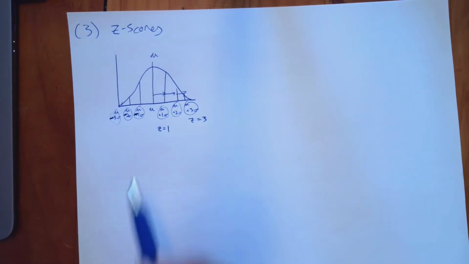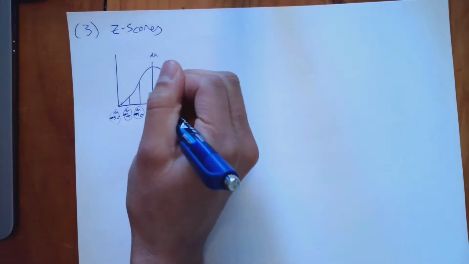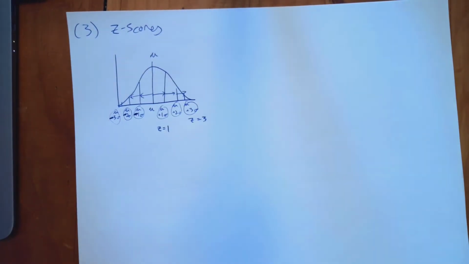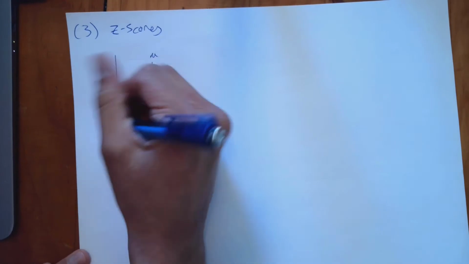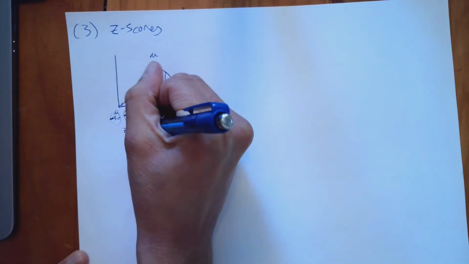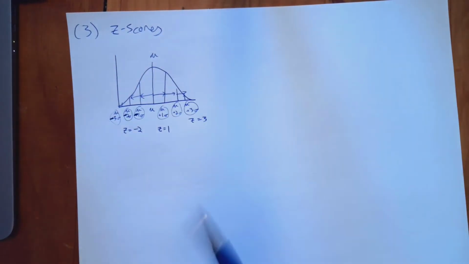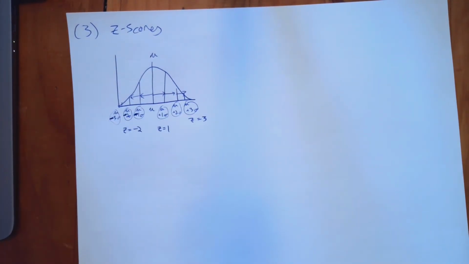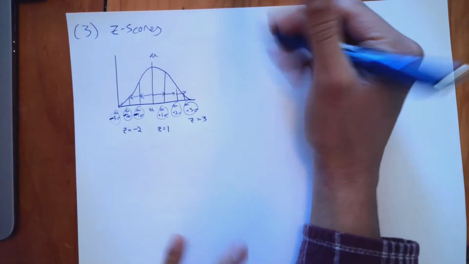So let's say we want to know the z-score for mean minus 2 standard deviations. Well, we're 1 standard deviation in this direction, and we're 1 standard deviation in this direction. Again, a z-score tells you how far you are away from the mean, counting in standard deviations. So here we'd say that our z-score would be equal to -2 for the mean minus 2 standard deviations. So we're just counting in standard deviations.